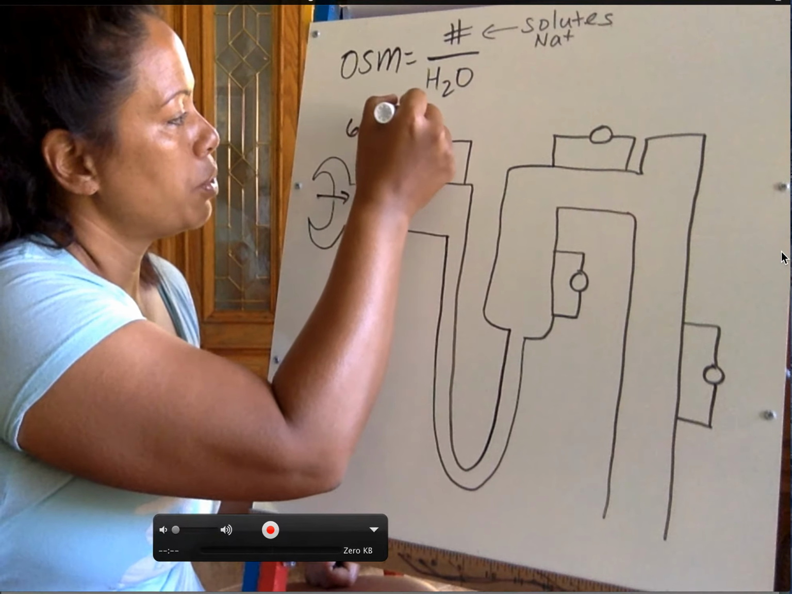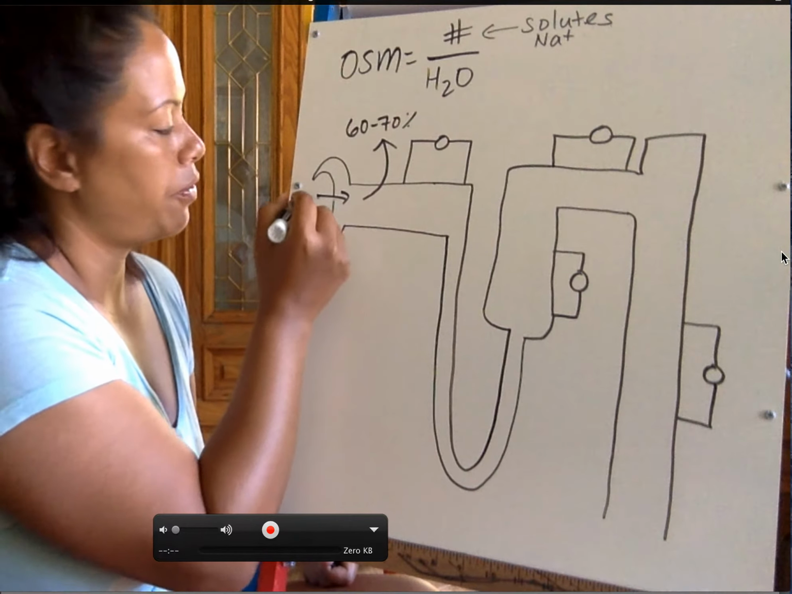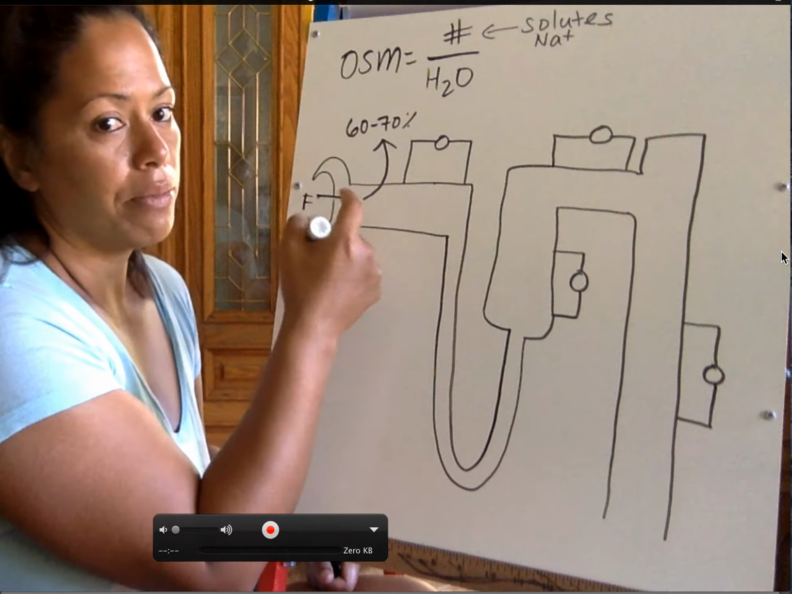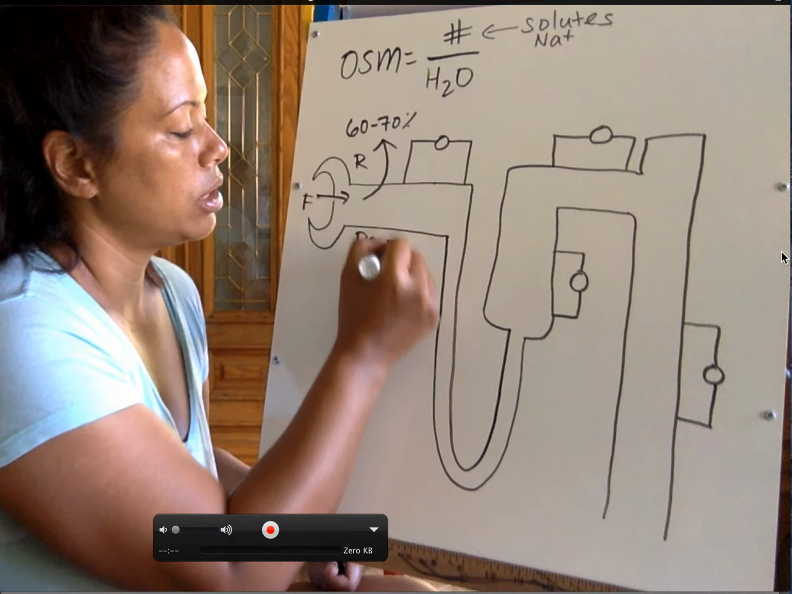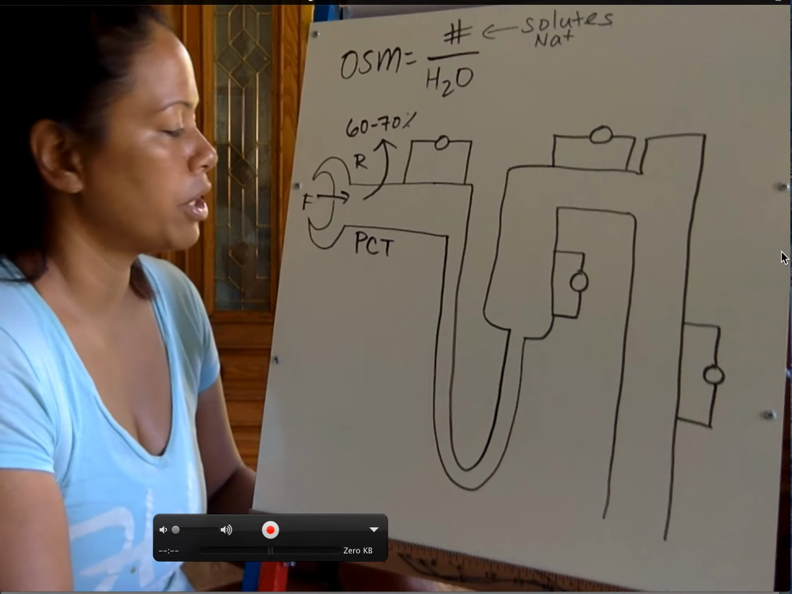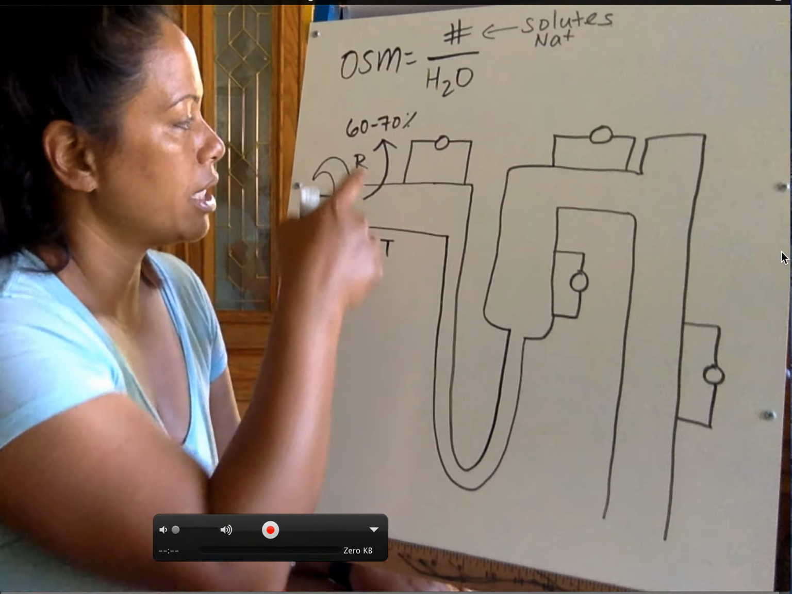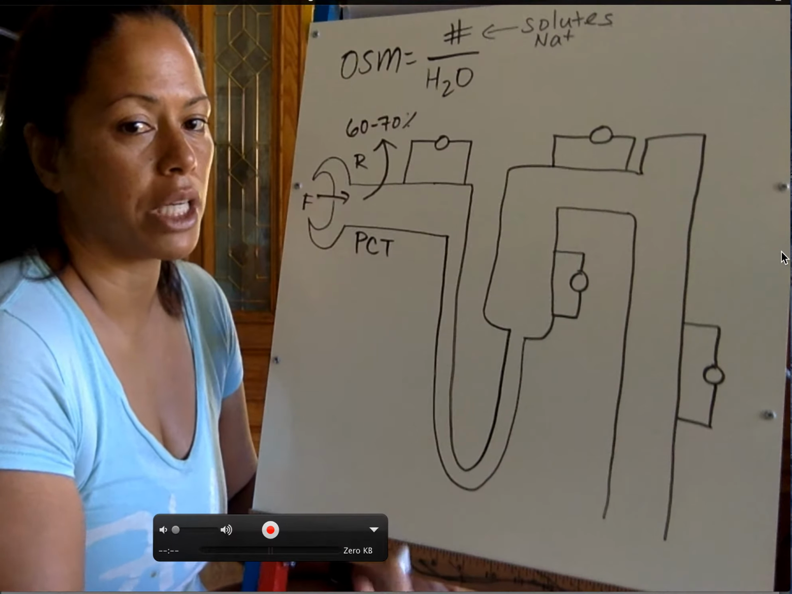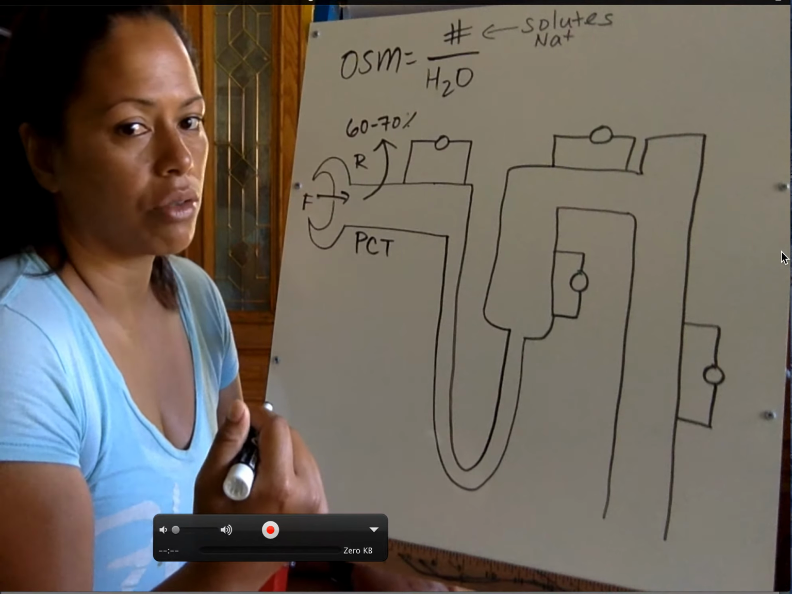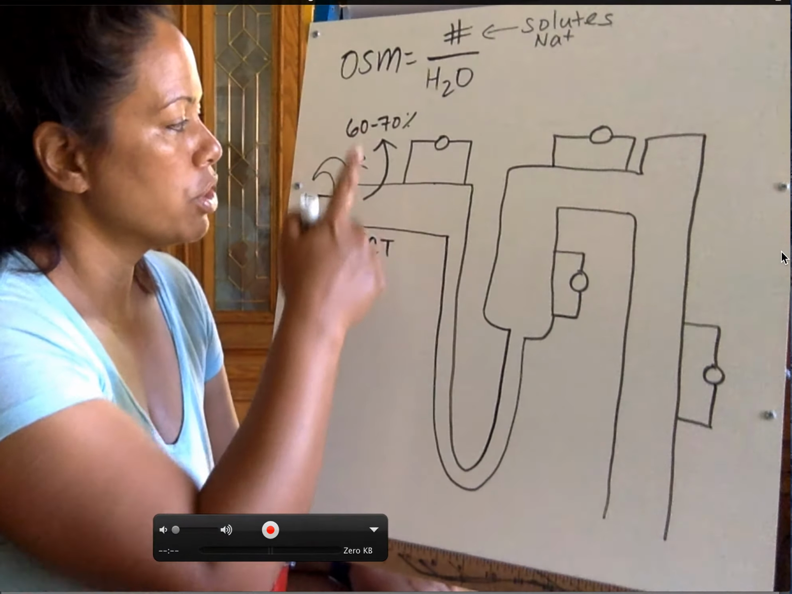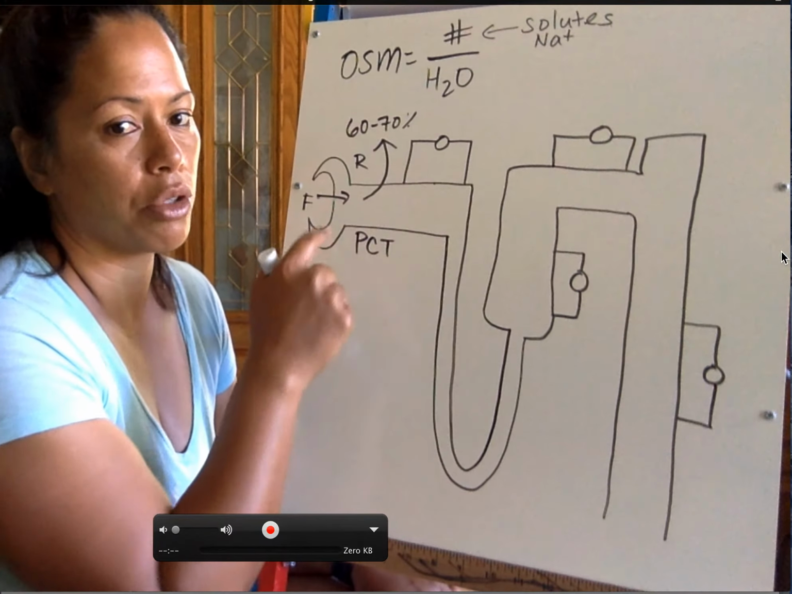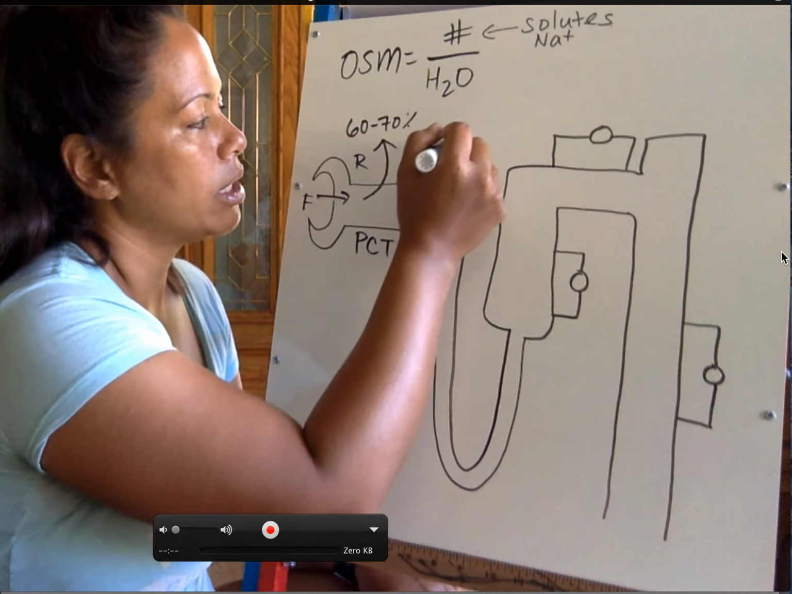60 to 70% of everything that is filtered is reabsorbed in the proximal convoluted tubule. So the first part of the nephron, 60 to 70% of everything reabsorbed. That includes sodium, that includes your solutes, that includes water. The majority of stuff that's filtered is reabsorbed in the PCT. Now, how does it do this?